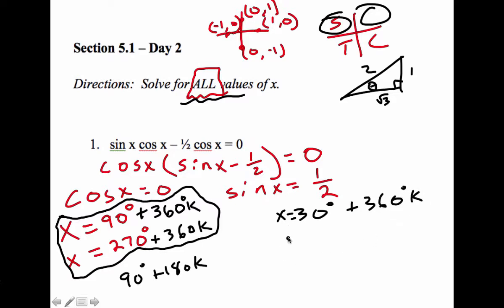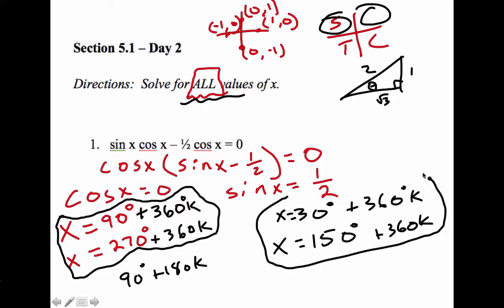So we would keep going around and getting all of the coterminal values. But it's also a 30-degree reference angle in quadrant 2, which is 150. And then we would add on our 360k. So here's the 4 answers that make this one true between here and here.